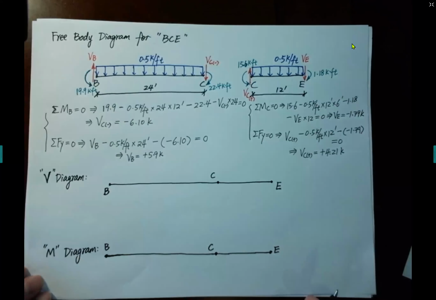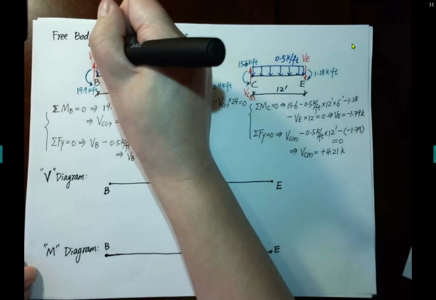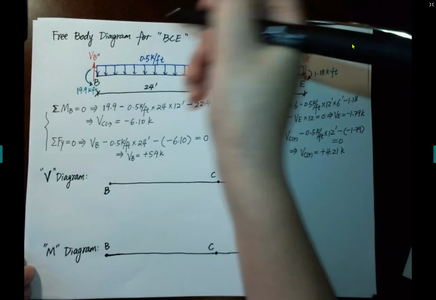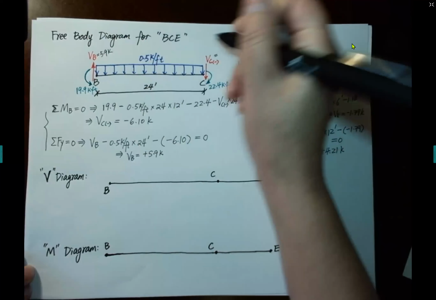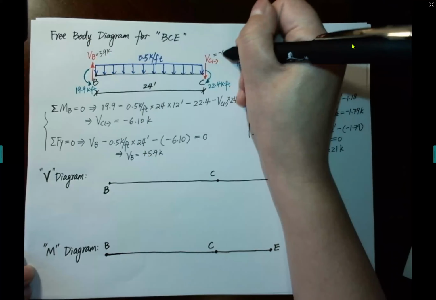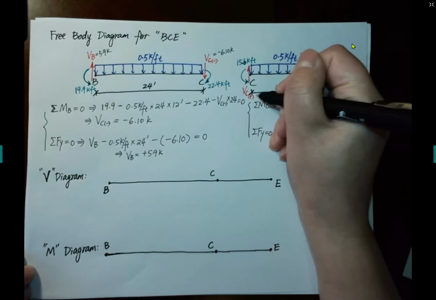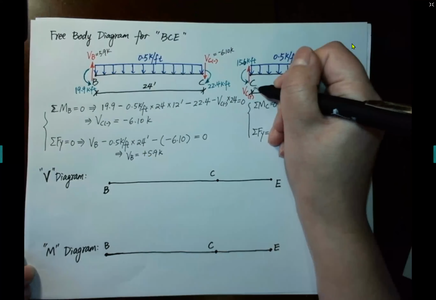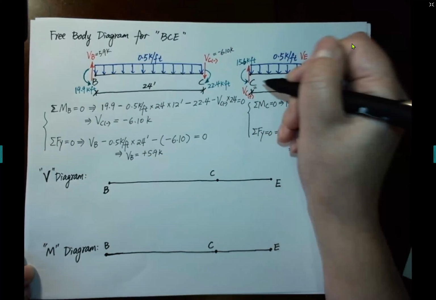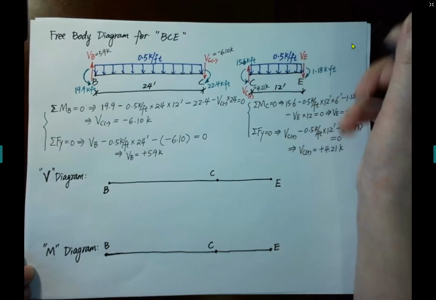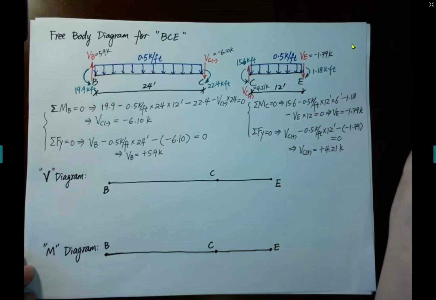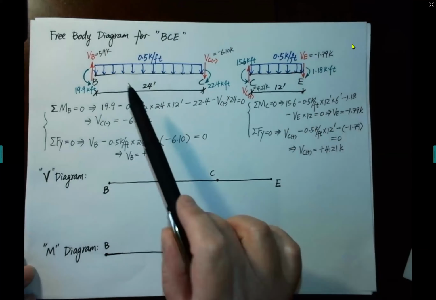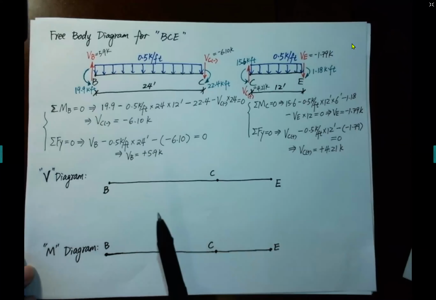So after that, we can solve. We already solved all those shear forces and put them on the shear free body diagram: 5.9 at B, just left of C negative 6.1, and right of point C, VC equals 4.21 kips, and VE equals negative 1.79 kips. And after that, based on the free body diagram, we can draw the shear diagram.